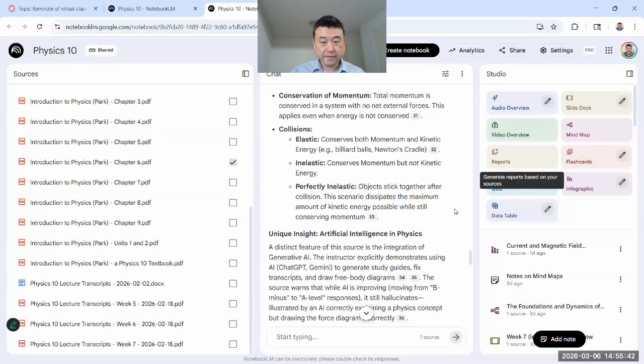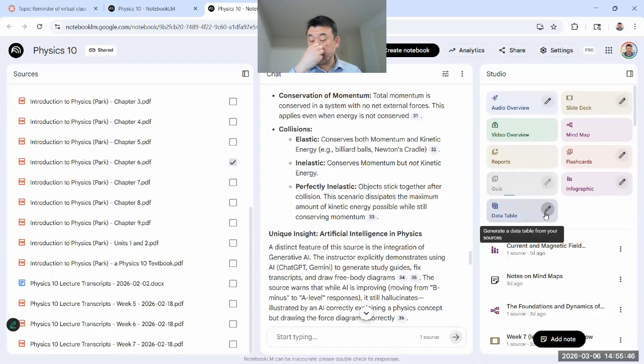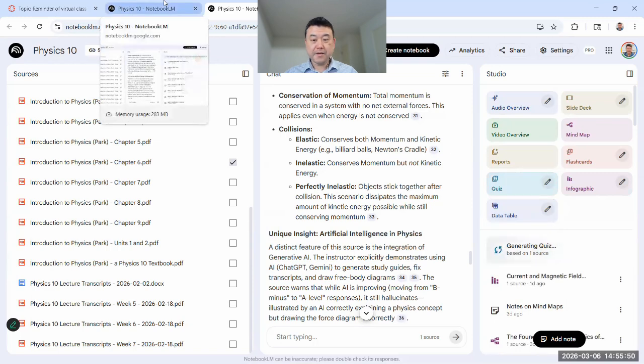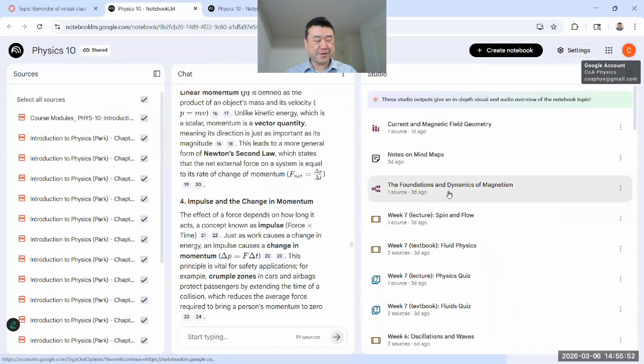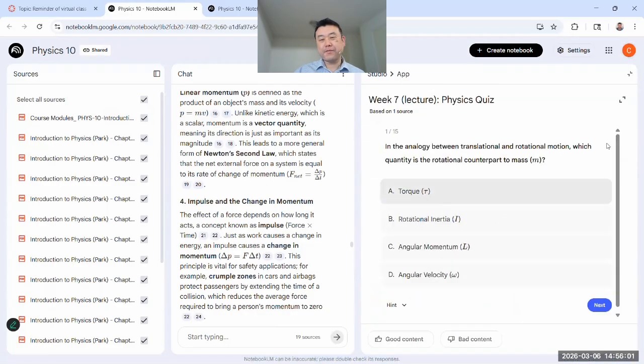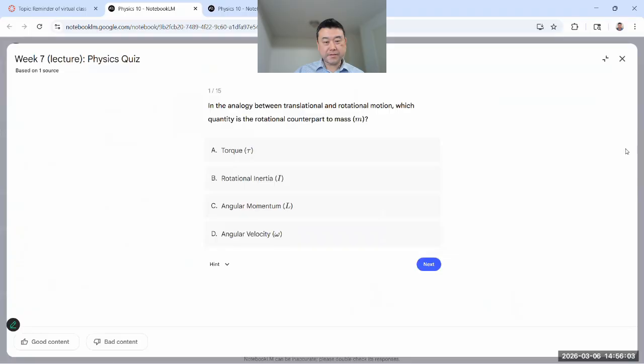So, yeah, quiz. And while it's generating, let me do the other lecture-based quiz. Let me see how much I remember of my own lecture. So here's the lecture-based quiz. It says physics quiz, but this one should have both the rotation and fluid. So yeah, it has rotation, so let's look at that.